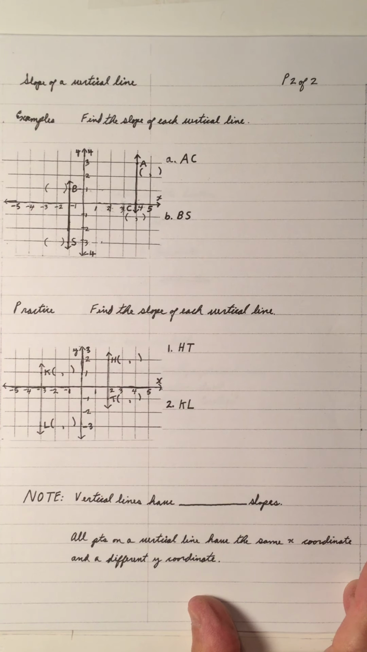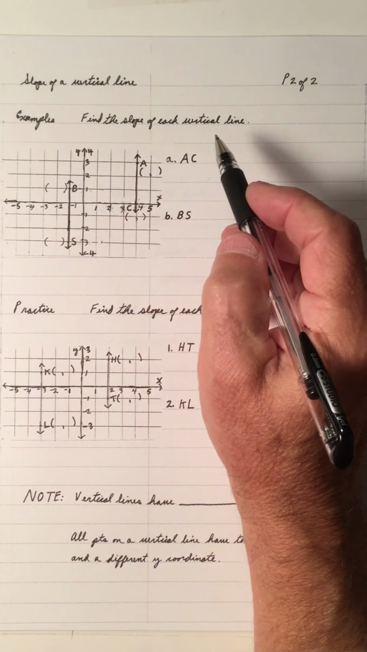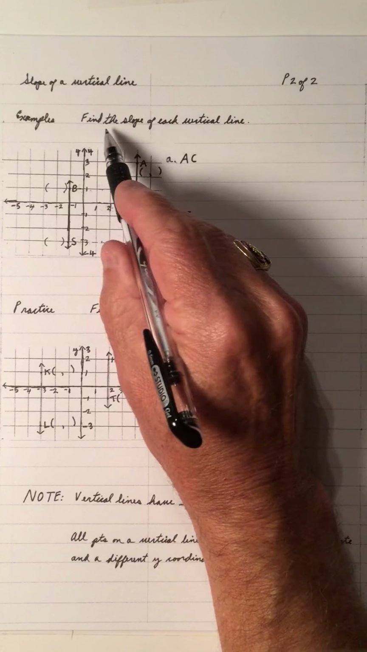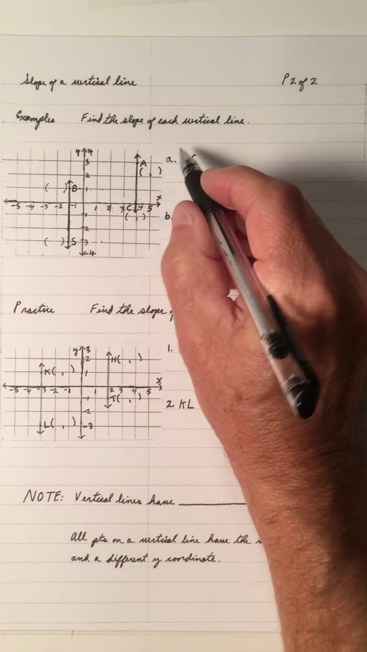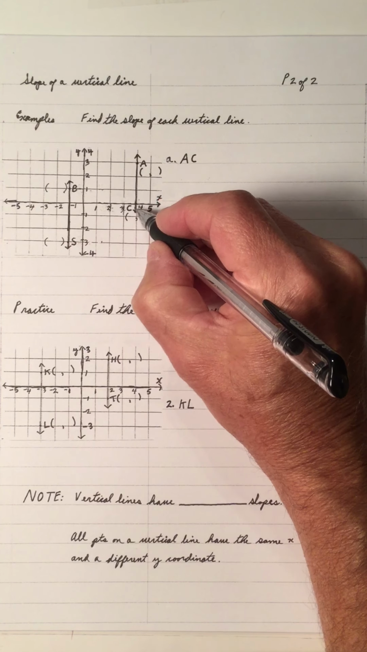We're going to discuss the slope of a vertical line. In doing so, I'm going to do some examples for you first. Find the slope of a vertical line. Let's work out the slope of AC. AC is the vertical line.